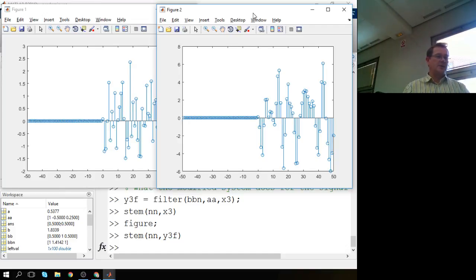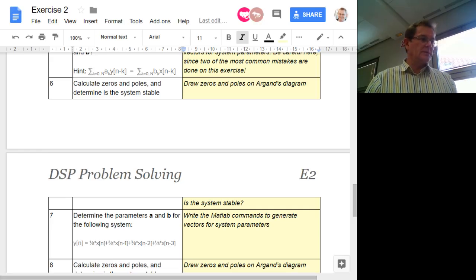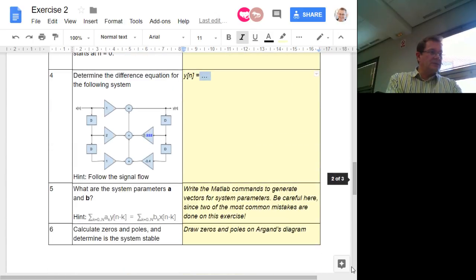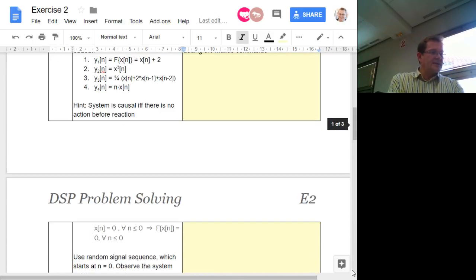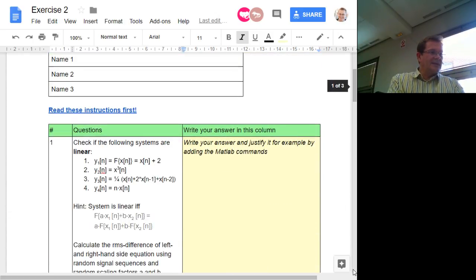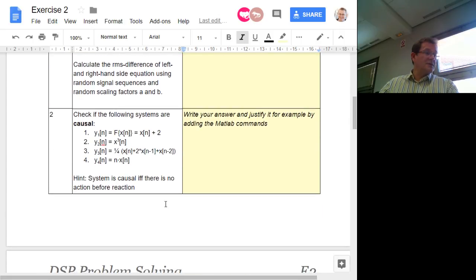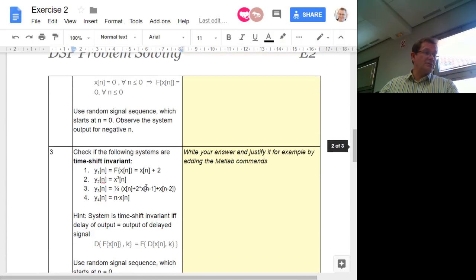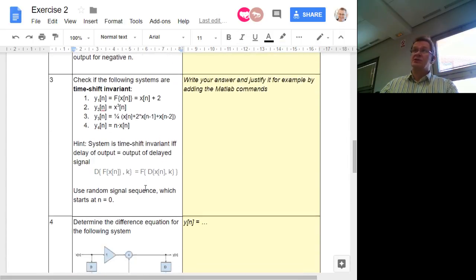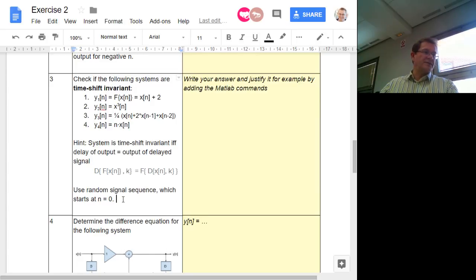Okay, so let me take a quick look again here. So today's exercise. First, you have the linearity check, meaning you will write those functions 1, 2, 3, 4 for yourself and run the system linearity check, then the causality check, and then the time shift invariance check.